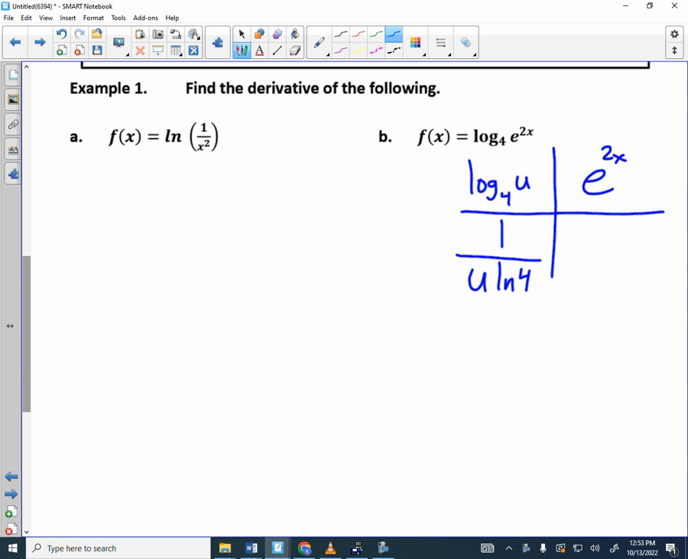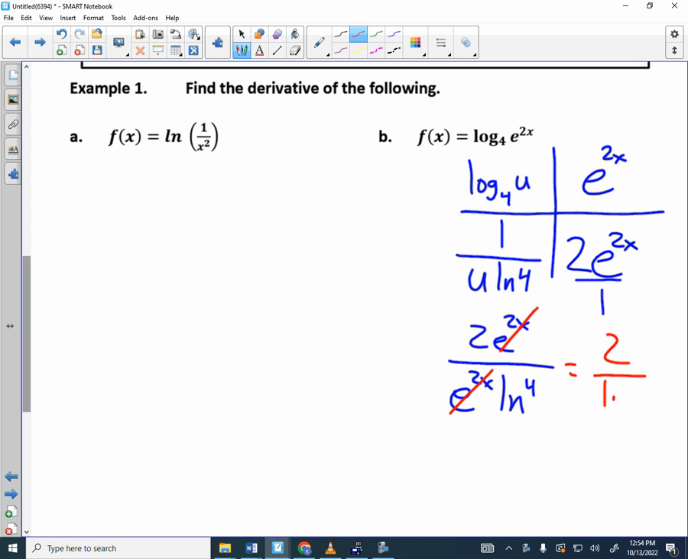What is the derivative of e to the x? E to the x. What's the derivative of e to the 2x? 2e to the 2x. Okay, 2e to the 2x. We use the chain rule there. So you didn't even need to set up the boxes. You see that? Can I now multiply these together? Yeah, and when you do, look at what you're going to get. On the top, you get 2e to the 2x. And on the bottom, you get e to the 2x times the natural log of 4. What happens? Those cancel. I get 2 over the natural log of 4.